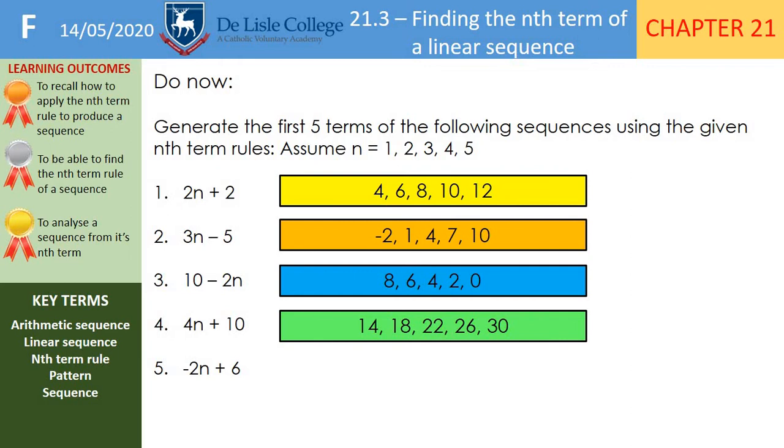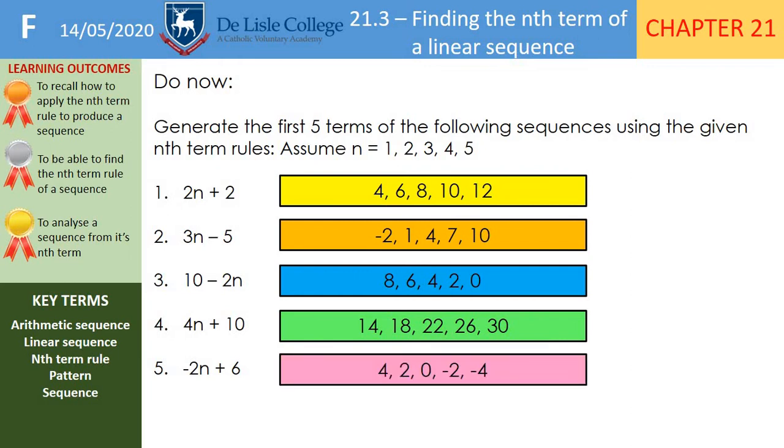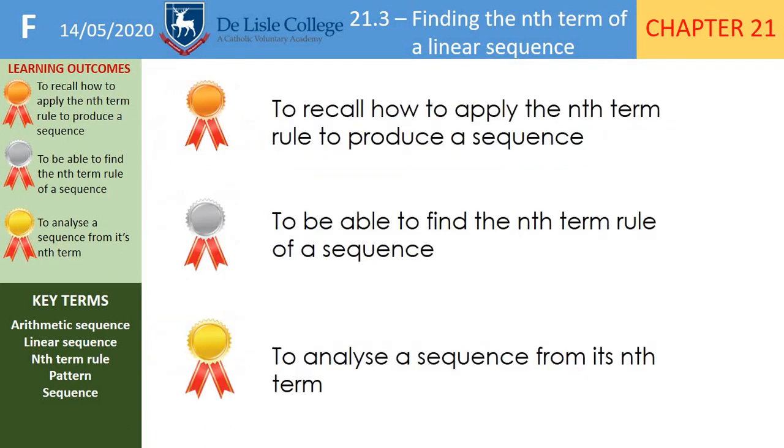And then negative 2n plus 6, we should have 4, 2, 0, negative 2 and negative 4. And we'll just check the last two. So negative 2 lots of 4, so negative 2 times positive 4 gets a negative answer of negative 8. And then we add 6 and we get negative 2. Negative 2 times 5 is negative 10, add 6 gets us negative 4. Perfect.